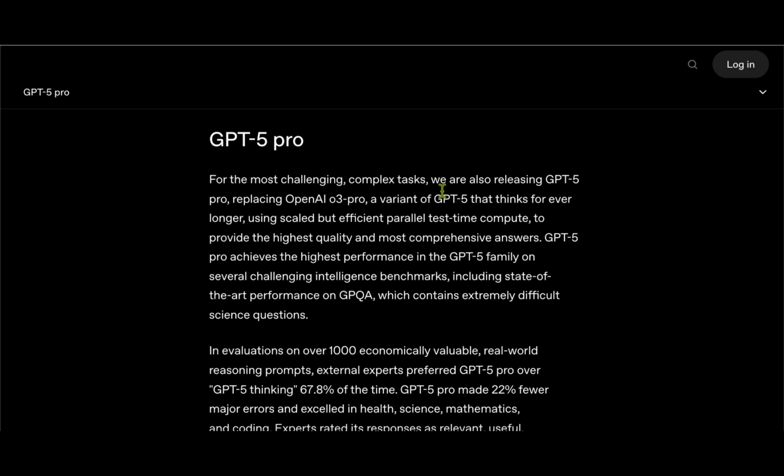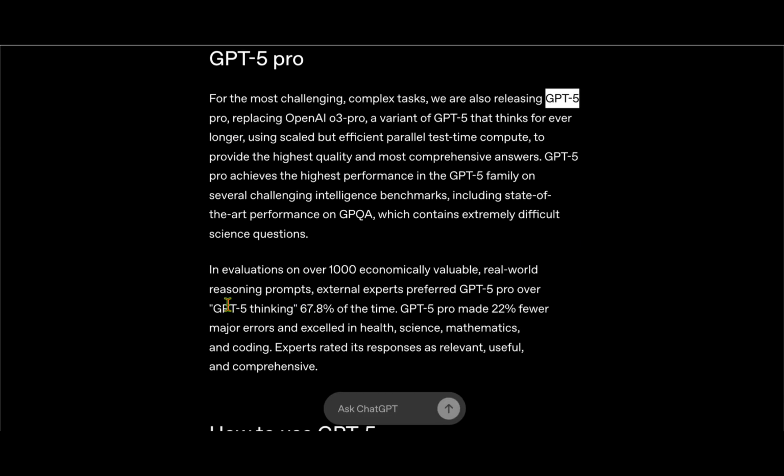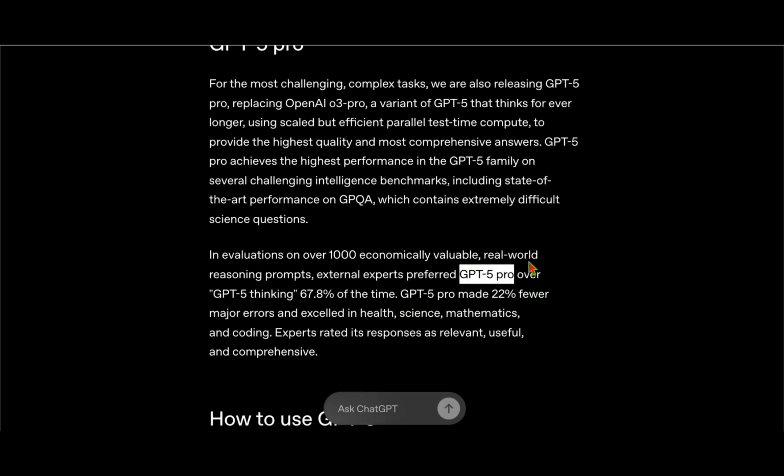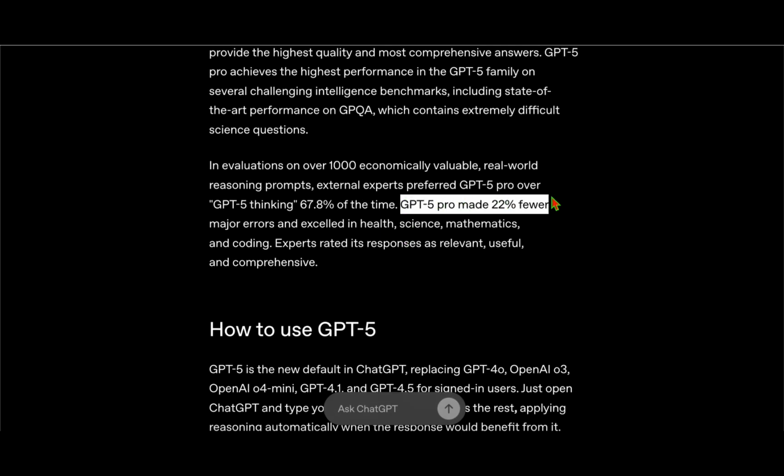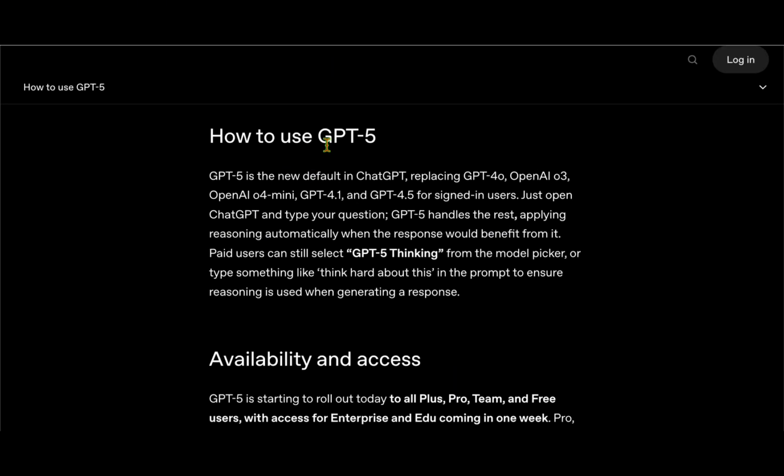And in terms of GPT-5 Pro, they're saying that they're releasing GPT-5 Pro as a drop-in replacement for OpenAI's o3 Pro. So if you're an o3 Pro user, you'll straight away move to GPT-5 Pro. It's quite likable because, in 1,000 economically valuable and real-world reasoning prompts, external experts preferred GPT-5 Pro over GPT-5 thinking 67.8% of the time. So they're just trying to convince us that GPT-5 Pro is actually worth subscribing to, which could factually be quite true. GPT-5 Pro made 22% fewer major errors and excelled in health, science, mathematics, and coding. So have to use GPT-5.